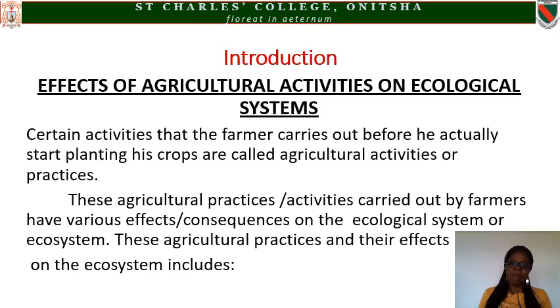Okay, effects of agricultural activities on ecological system. Now, there are certain practices the farmer carries out on the piece of land before ever he starts planting his crops. These activities are what we call agricultural activities or practices. Each and every one of these practices has some consequences on the ecological system, that is, both the living plants and animals you have in the environment. Is that okay?